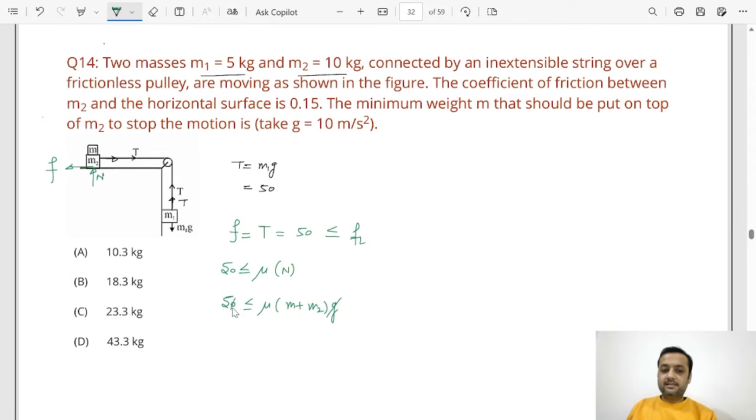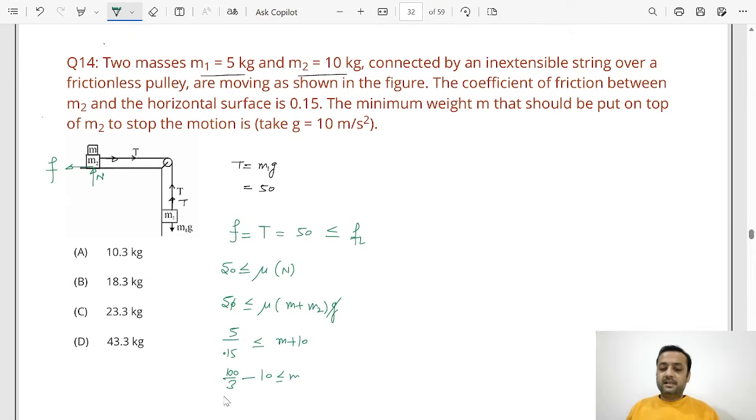So g will cancel, g being 10. 5 upon mu, which is 0.15, should be m plus m2. m2 was given as 10. Now this will become 500 by 15, which is 100 by 3. And 10 also you can bring on the LHS. So this should be the answer.